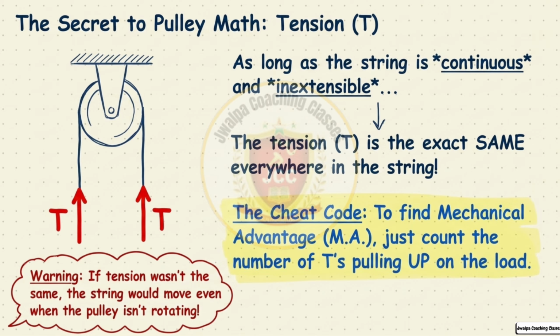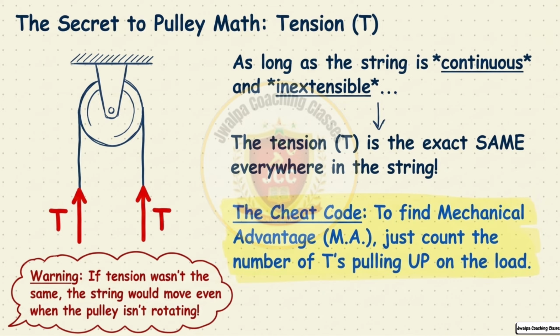Guys, this is very important for the exam point of view because it takes complex problems and makes them so much simpler. Quick warning though, if the tension wasn't the exact same everywhere, the string would actually move even when the pulley isn't rotating. So basically what we have learned here is that tension is the exact same everywhere in a single continuous string.